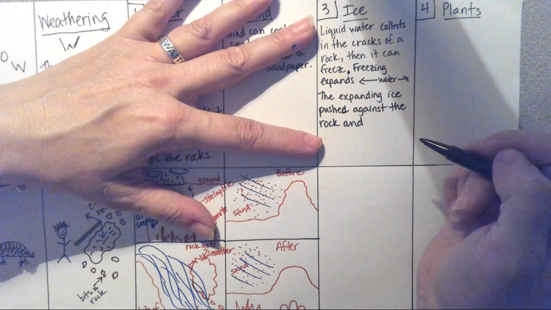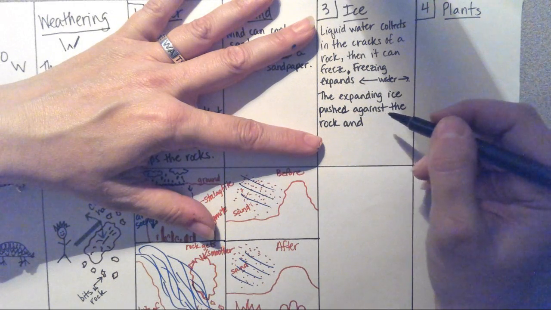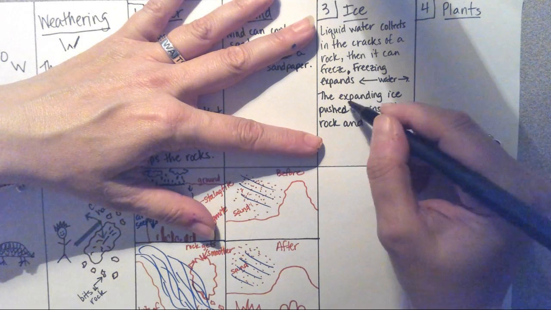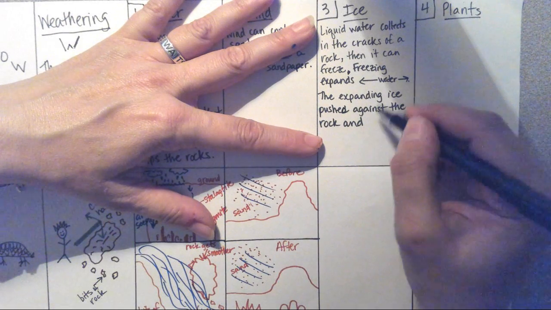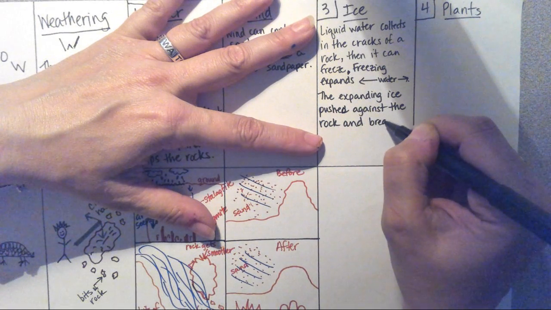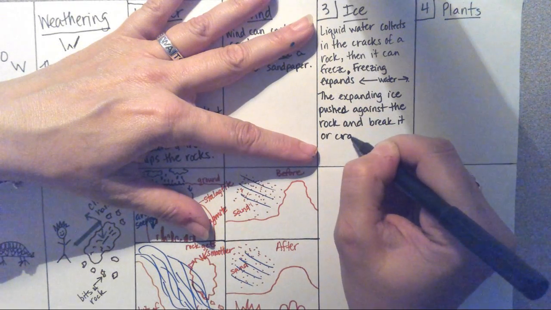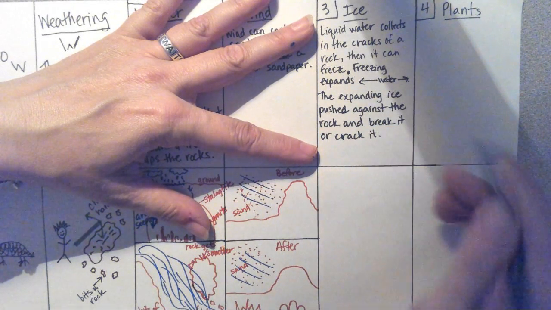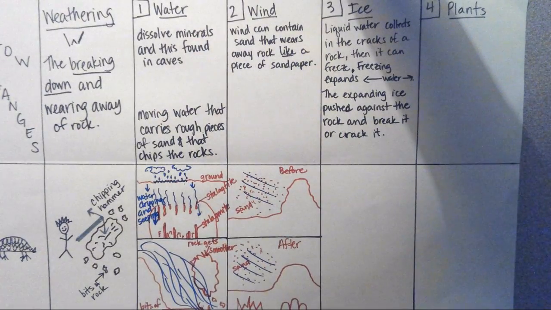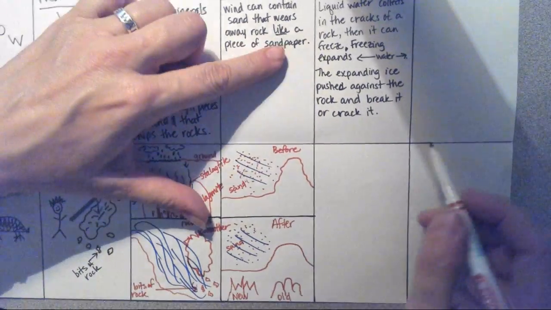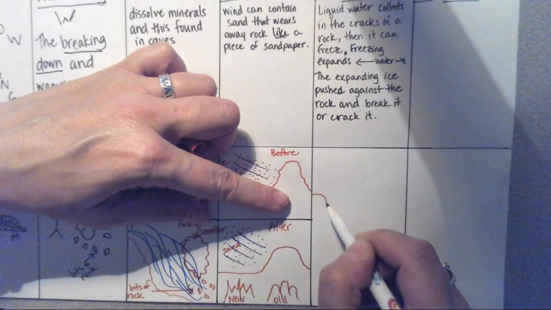And what does it do when it pushes against the rock? I think I heard it. Did I hear somebody say it? So the expanding ice is going to push against the rock and it's going to break it. Break it or crack it. Okay, so we have this mountain, or this rock rather, and we've got a little crevice in it, right?